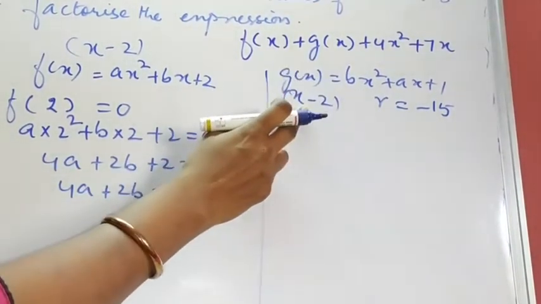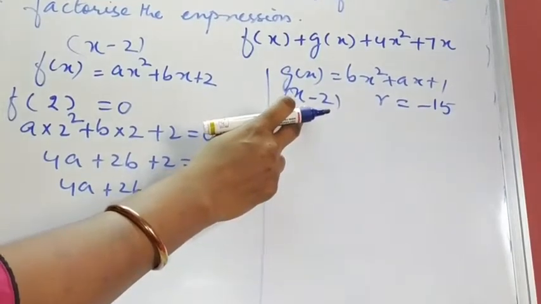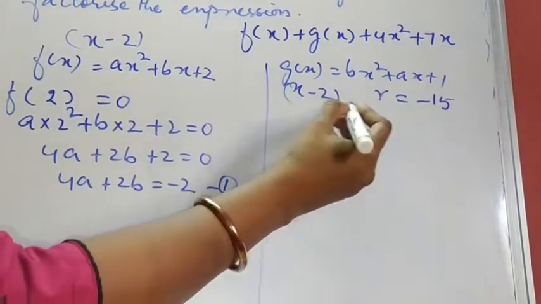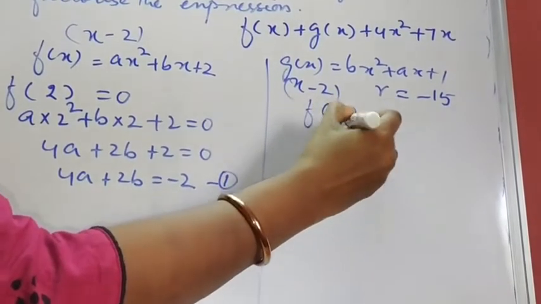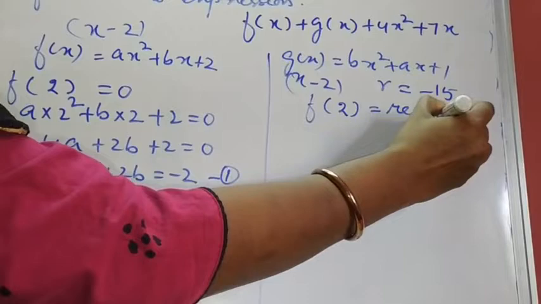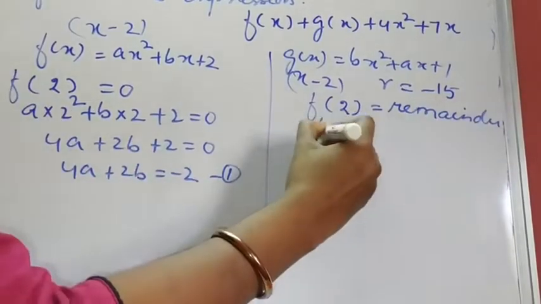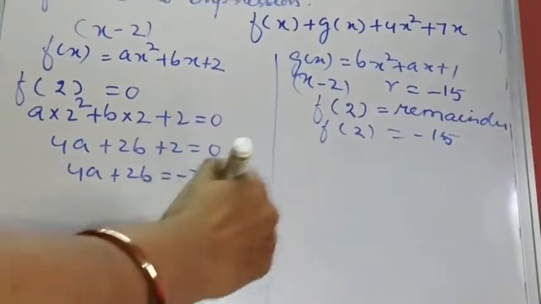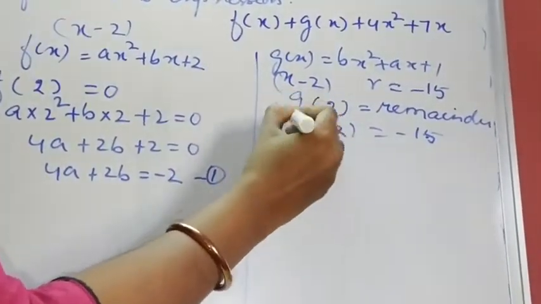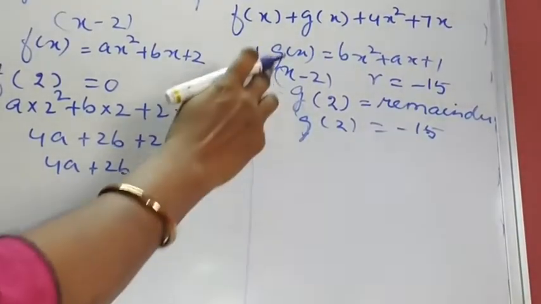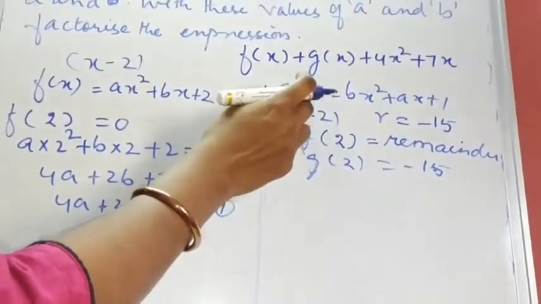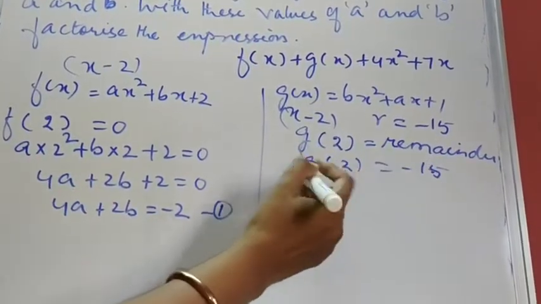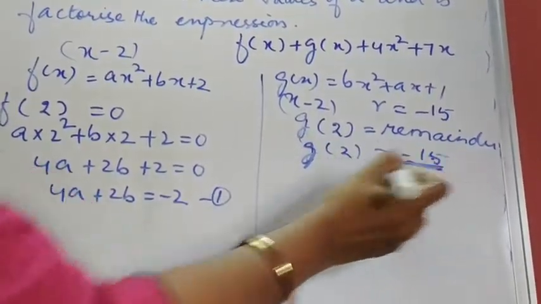g of x, when it is divided by x minus 2, is leaving a remainder which is minus 15. By the remainder theorem, we know that f of 2 is equal to the remainder. So here f of 2 is equal to minus 15, which is your remainder. Let us write here g of 2, because here we have the polynomial represented as g of x. So g of 2 is equal to the remainder, and g of 2 is how much? Remainder value is minus 15.